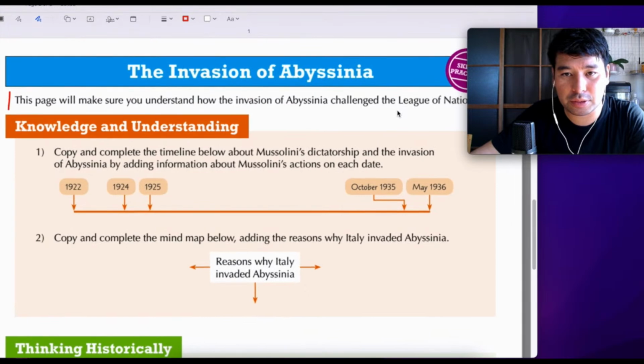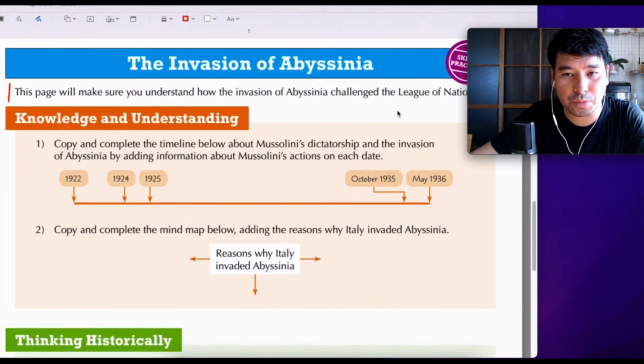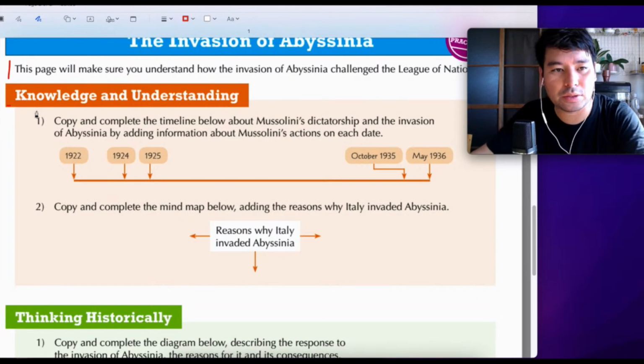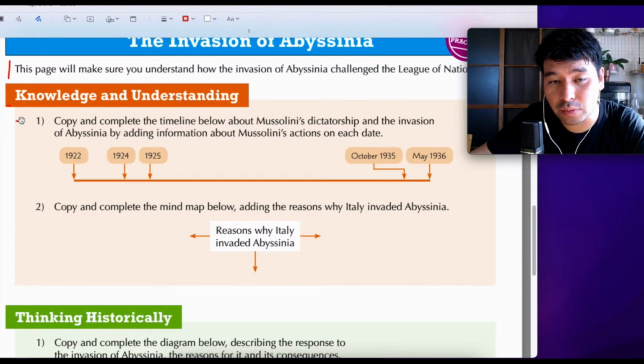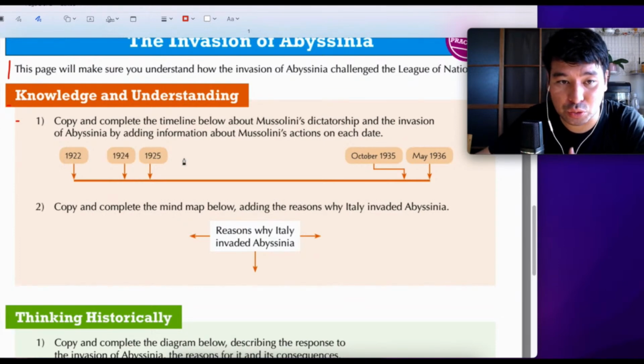Challenge the League of Nations. Going down here a little, knowledge and understanding, as we always go. In the first exercise, we have to copy and complete the timeline below about Mussolini's dictatorship and the invasion of Abyssinia by adding information about Mussolini's actions on each date. What do you have to do here? We have 1922, 1924, and 1925, and also October 1935 and May 1936.